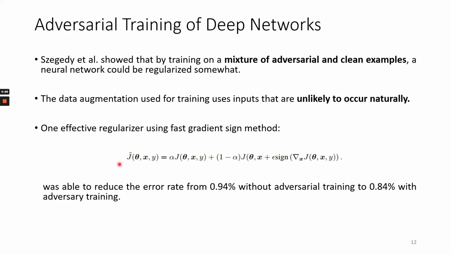When this regularizer was used in the experiment, it was seen that before training, the error rates were 0.94%, which reduced to 0.94% after training.